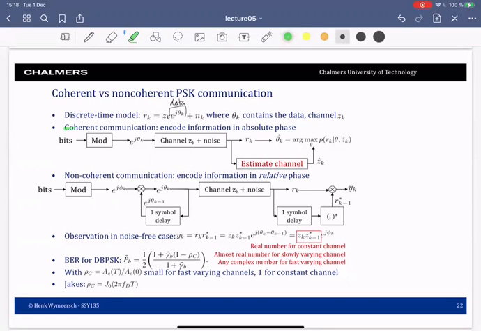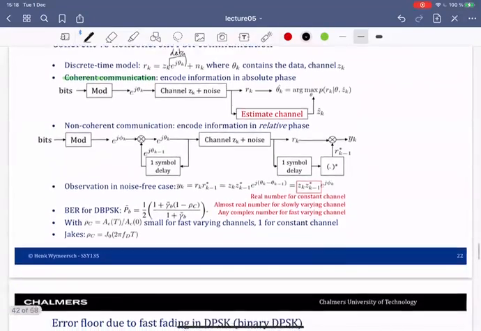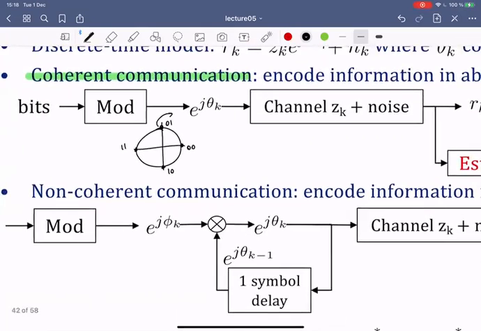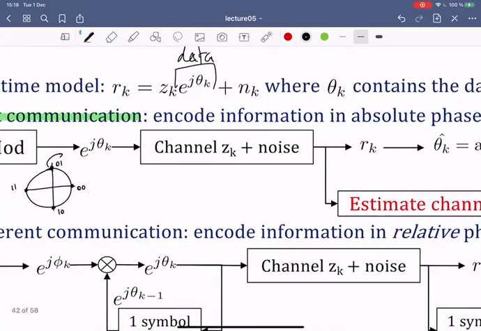In standard coherent communication, which is what you've seen so far, we encode information in the phase, right? So we have our constellation like this. So we have our constellation points, and then we have bits 0 0, 0 1, 1 1, 1 0. And then depending which bits we have, we just send the corresponding points from the constellation. Then it goes over our channel and we add noise. And let's suppose that this channel does not change over time, right?